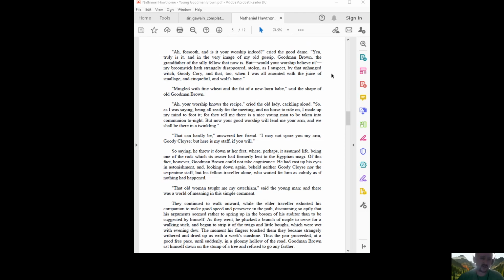Mingled with fine wheat and the fat of a newborn babe, said the shape of old Goodman Brown. So the devil, which looks like old Brown for some reason. And that's not creepy at all, fat of a newborn. So that means they sacrificed a child for their witchcraft, just in case you weren't sure if they were evil or not.